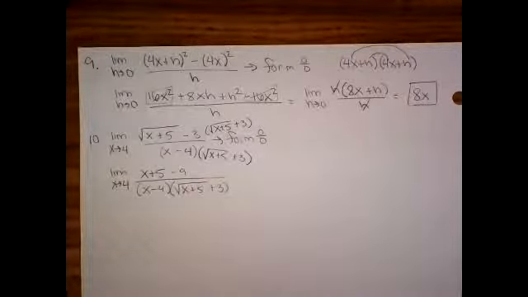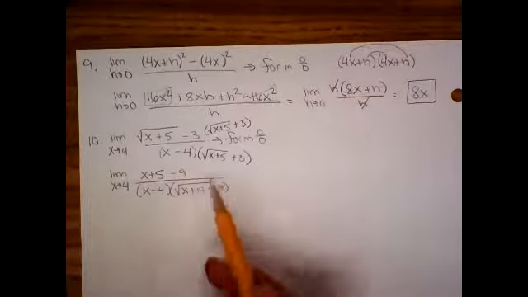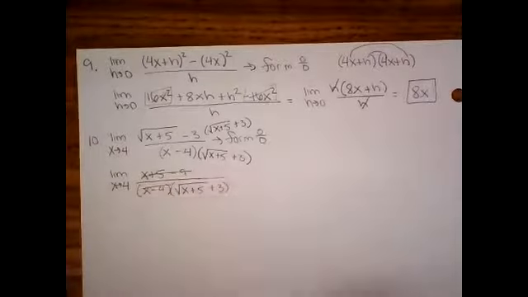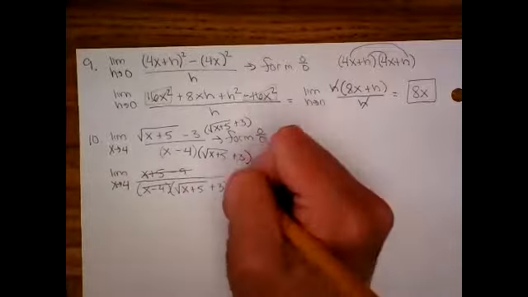We worked hard. Let's stop, take a step back. What do you notice? Not yet. We have one more thing we can do before we plug in 4. Yeah, why does it cancel? Because it does cancel. Yeah, x plus 5 minus 9 would be x minus 4. So those are gone. And now we can just plug in 4.